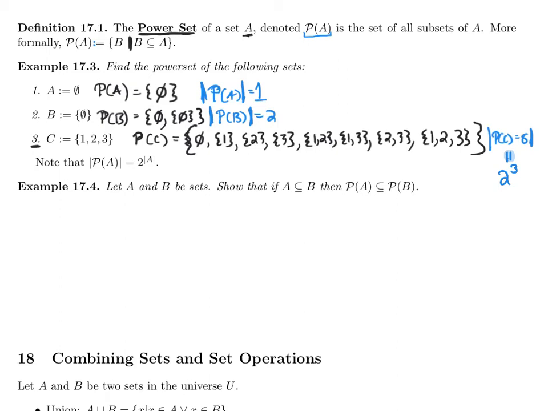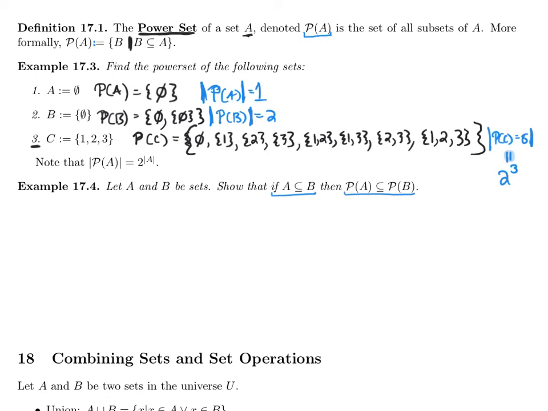Now the final example for this video is going to be as follows. We're going to use the idea of a power set. And this is really good because it lets us make sure we understand the definitions of a subset and a power set. We want to show that if A is a subset of B, then the power set of A is a subset of the power set of B.